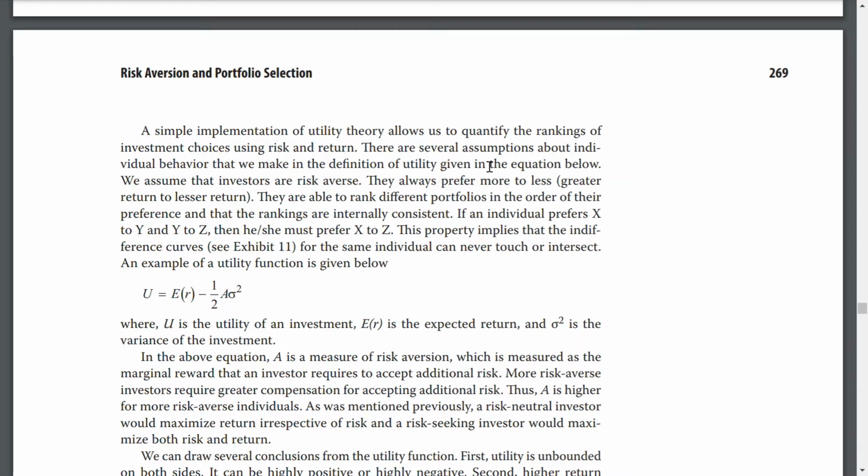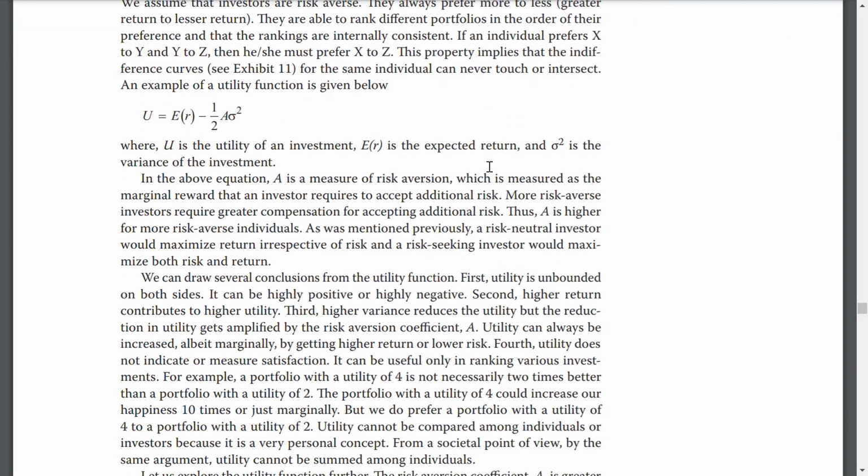An example of a utility function is given below, where U is the utility of the investment, ER is the expected return, and variance is the variance of the investment. In the above equation, A is a measure of risk aversion, which is measured as the marginal reward that an investor requires to accept additional risk. More averse investors require greater compensation for accepting additional risk. Thus, A is higher for more risk-averse individuals.